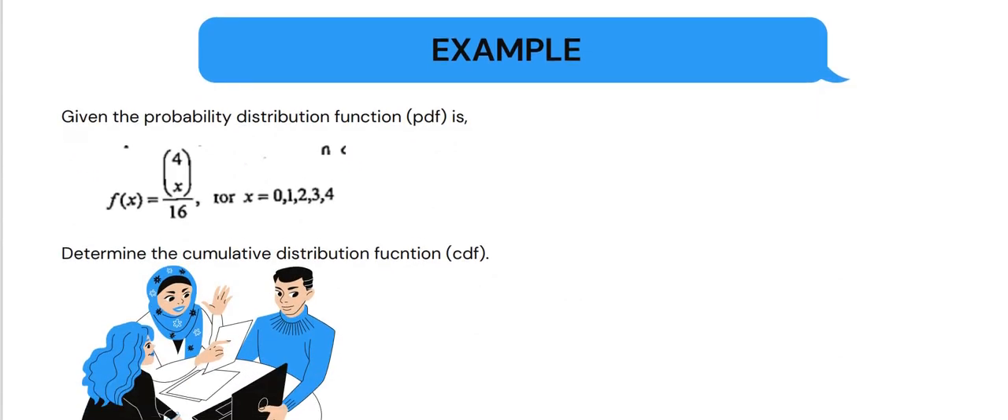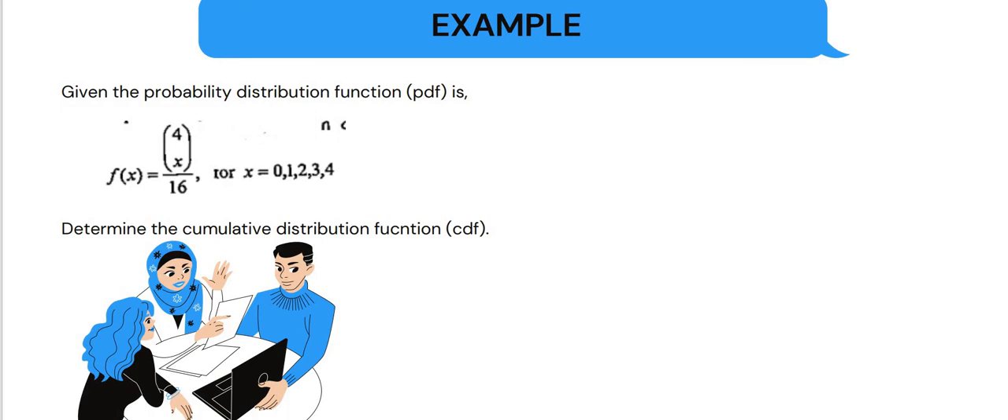Now we go to another example, the cumulative distribution function, CDF. This is the example here. Given the probability, what is meant by 4x here is 4 choose... where's the nCr? I need to try first, for 1.